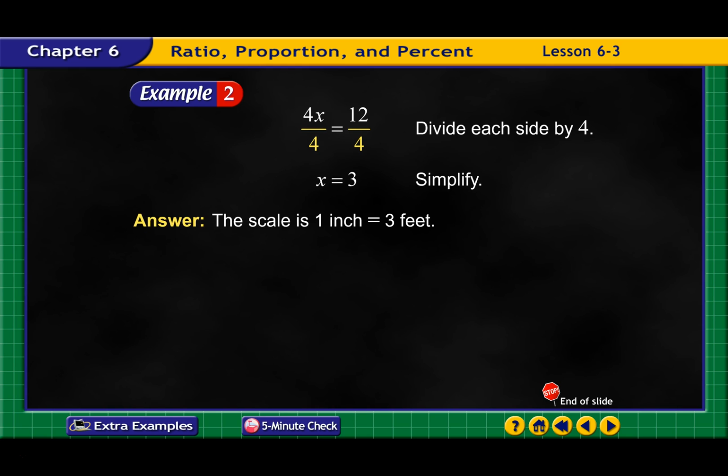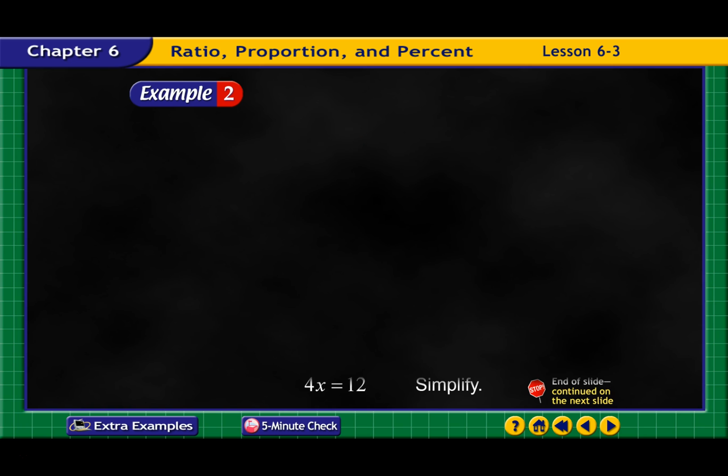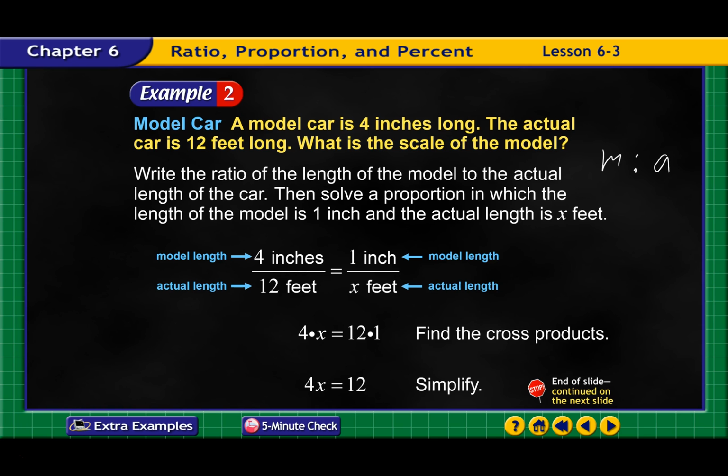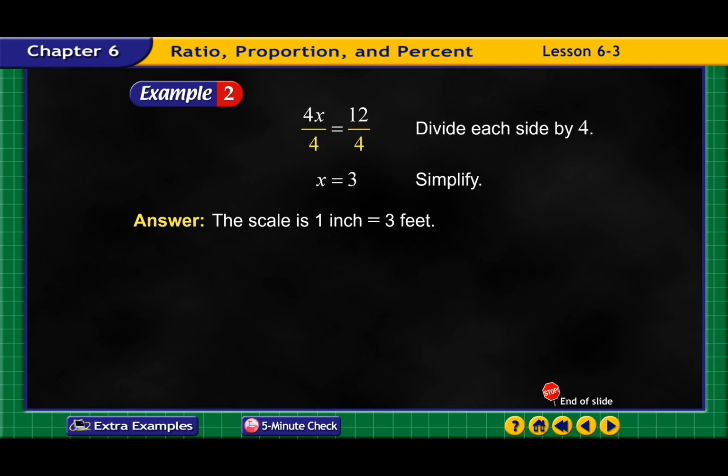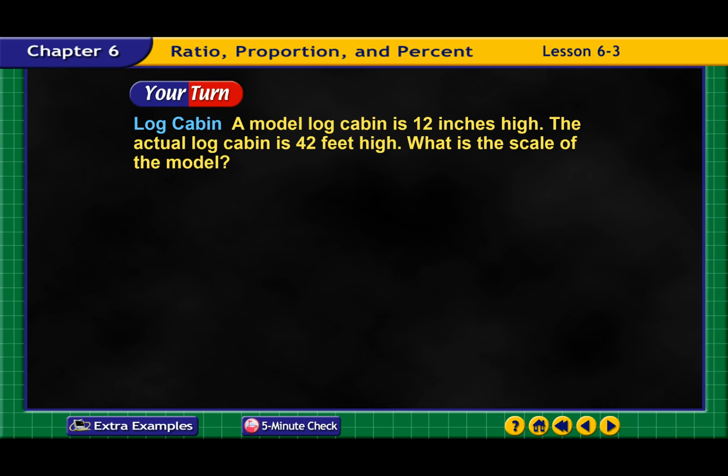So the scale would be 1 inch equals 3 feet, which we got from the very beginning here, because this is 1 inch is how many feet. That's where we get the second portion, because all they gave us was 4 inches and 12. What is the scale of the model? Well, we know that it's inches over feet, so 1 inch is the actual length. All right, your turn, go.